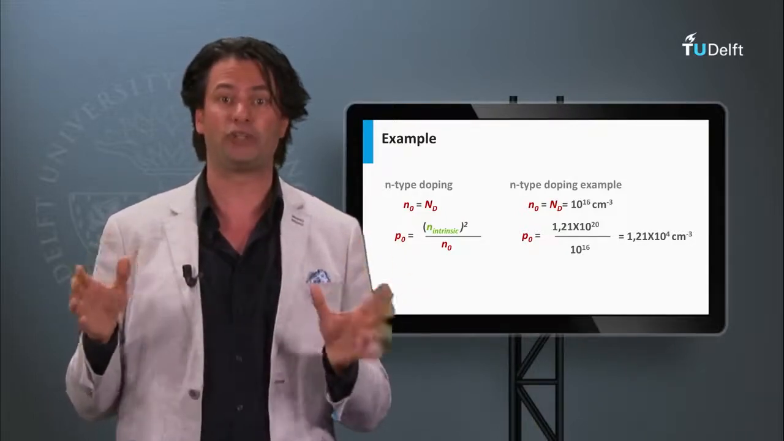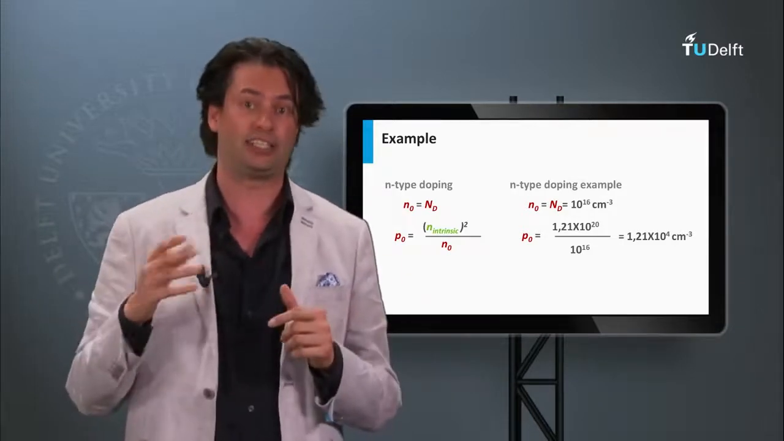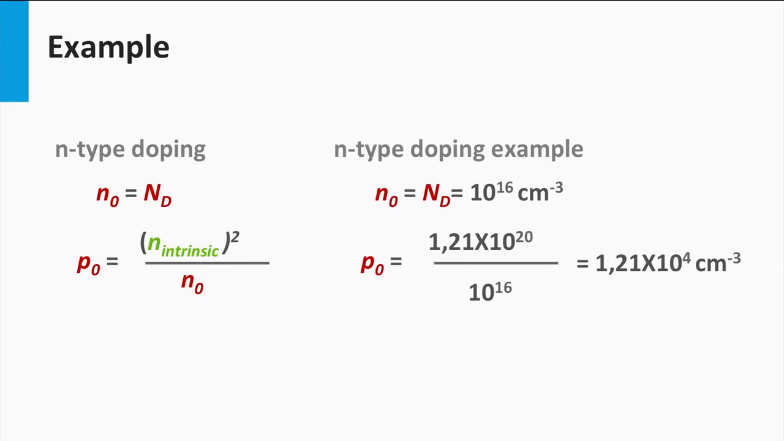So P0 is equal to the square of the intrinsic charge carrier density divided by the electron density N0. So the hole density is given by 1.21 times 10 to the 20 divided by the number 10 to the 16, and then we get the hole density of 1.12 times 10 to the 4th per cubic centimeters.